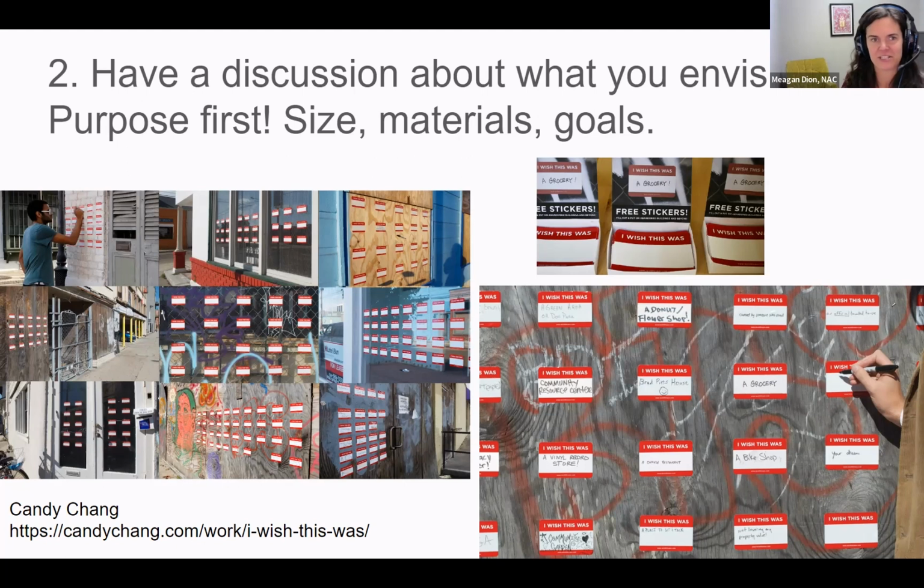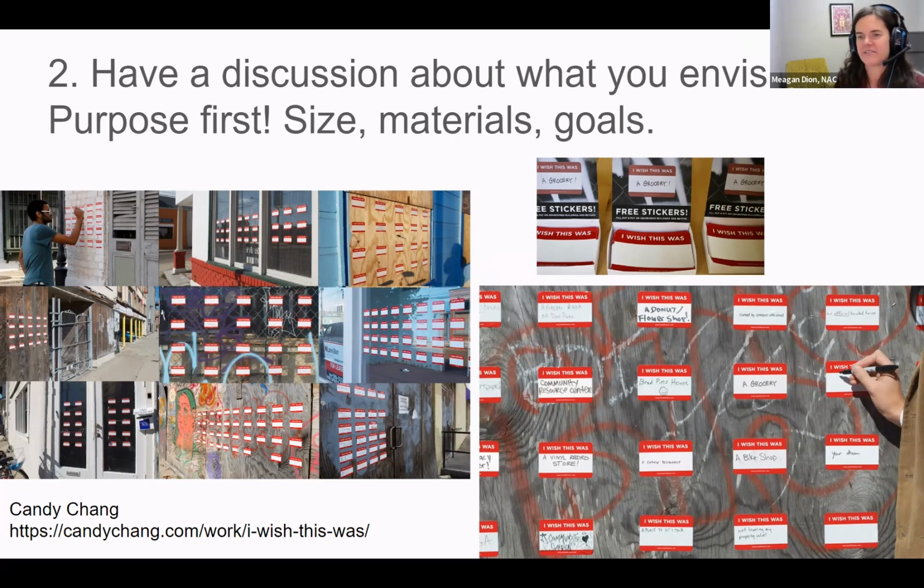So, back to the issue at hand. The second part of the selection process is to have a discussion about what you envision. So you need to think about purpose first. What is the purpose of the artwork in your community? What artwork goals do you have as a community?